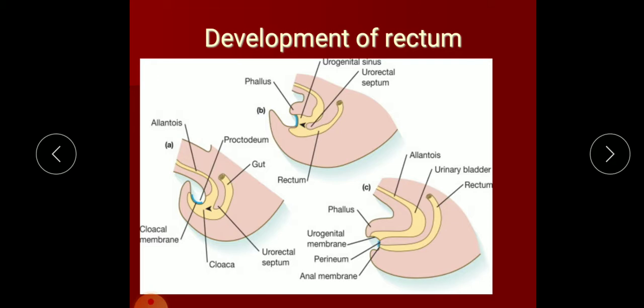So the whole of the rectum is derived from which part? It is from the hindgut. You know the cloaca is divided by the urorectal septum into the urogenital sinus in front and the primitive rectum behind. This primitive rectum will be continuous above with the pre-allantoic part of the hindgut, and all these structures that I have mentioned are derived from both the pre-allantoic part as well as the primitive rectum.